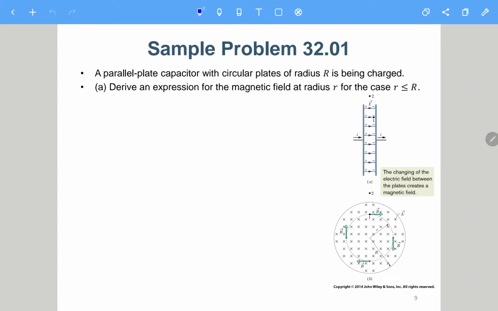Okay, so let's take a look at this sample problem. It says a parallel plate capacitor with a circular plate of radius R is being charged. So this is what we have mentioned, and derive an expression for the magnetic field at radius r, for the case small r is smaller or equal to capital R. Capital R is the radius of the capacitor.